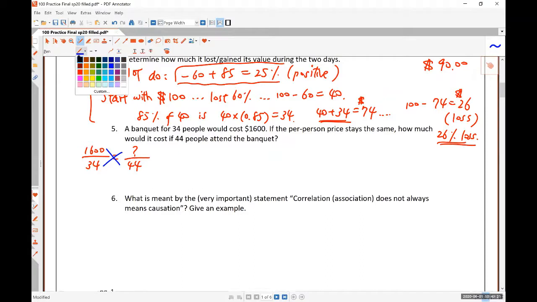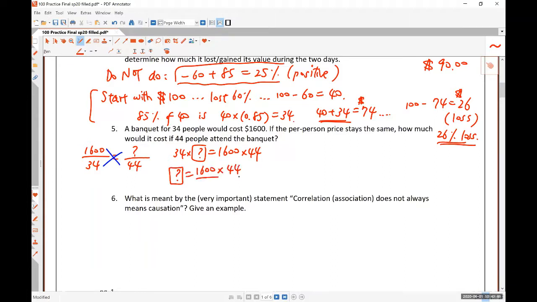When you have set up a proportion in terms of two ratios or two fractions equal to each other, then you can do cross multiplication. So basically 34 times this question mark is equal to 1600 times 44. And so the question mark is going to be 1600 times 44 divided by 34. Now that's going to be a big number, okay? If you go ahead and practice this, if you calculate this, you will get 2070.59.